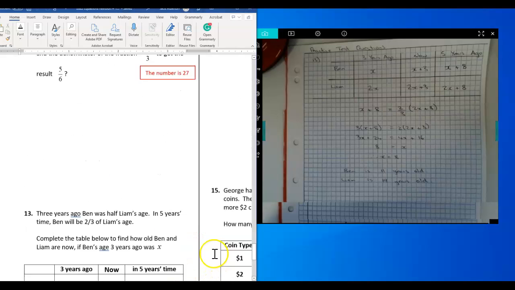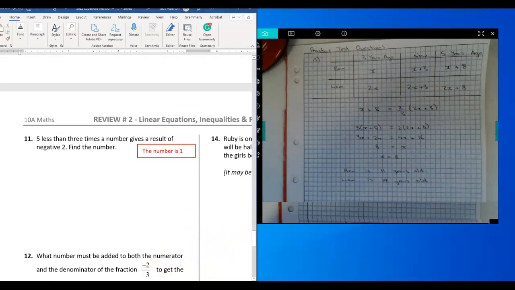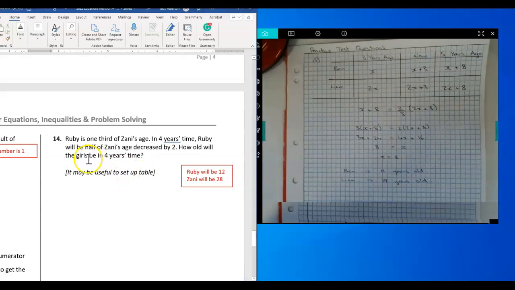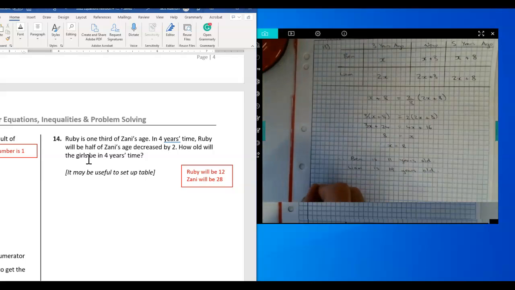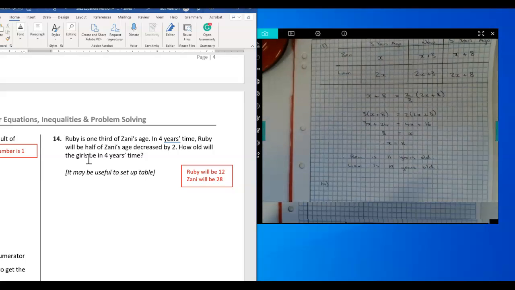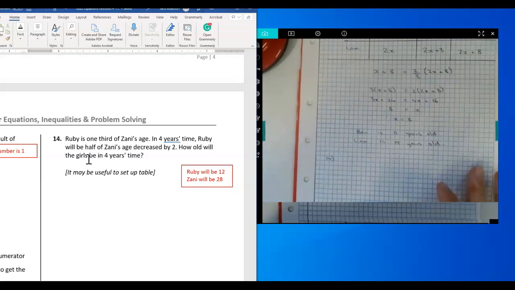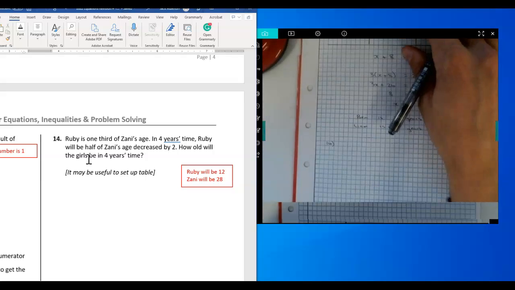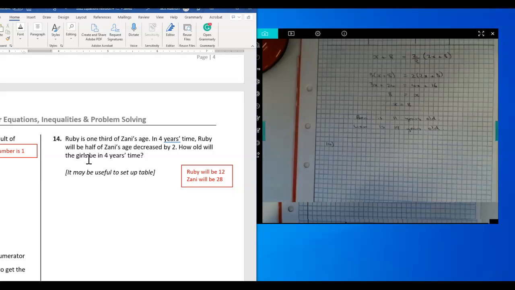Okay, and then the other question that people asked me to go through was 14. So Ruby is 1/3 of Zanny's age. In 4 years' time, Ruby will be half of Zanny's age, decreased by 2. How old will the girls be in 4 years' time? So don't let the question overwhelm you. Just use the information that they've given you to try and solve the problem.